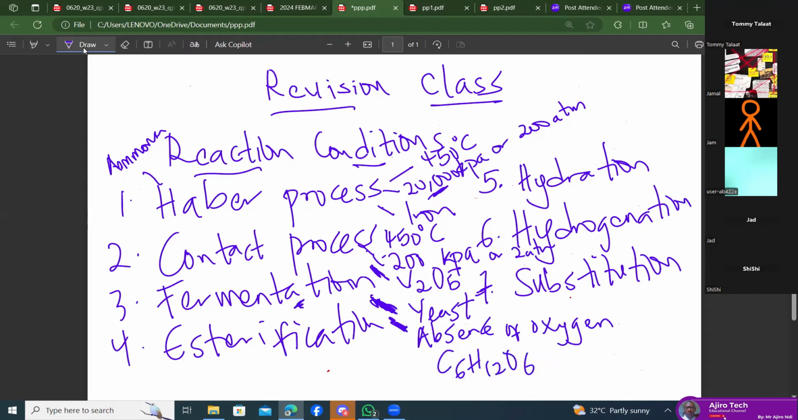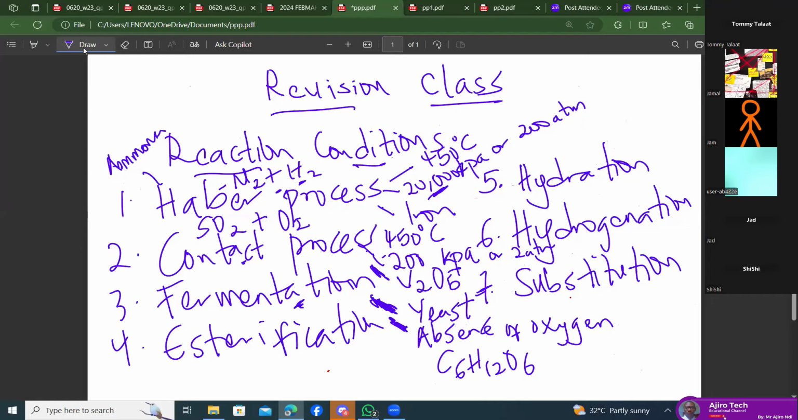For the contact process, we are simply dealing with sulfur dioxide reacting with oxygen to form sulfur trioxide, which is a reversible process. And for the Haber process, we're dealing with nitrogen gas reacting with hydrogen gas, these are the reactants, to form ammonia. So these are very important as far as IGCSE chemistry is concerned.